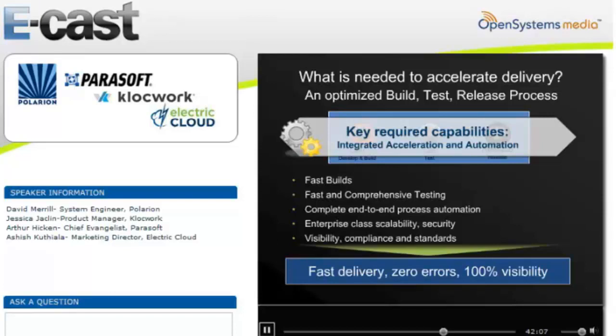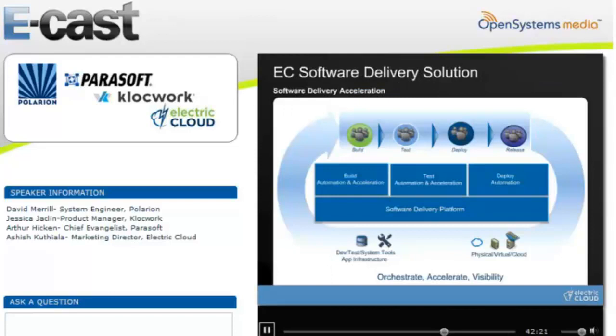But as you do this, you need the visibility across your whole end-to-end process, because without that, everyone is still working in silos that can lead to a lot of errors. So Electric Cloud actually provides a lot of our customers, including some of our key automotive customers, a software delivery platform that ties the build, test, deploy, and release process across the whole automotive software delivery chain.